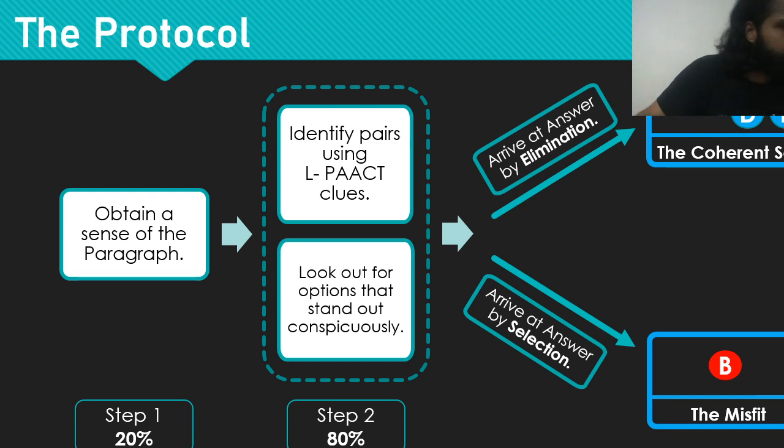Nitya Anand says LPAC clues. Nitya, did you understand LPAC clues? LPAC clues are basically, L is for logic. I'll probably also share the link to the LPAC clues course on Unacademy, so you can go and look at that. LPAC: L stands for logical flow, P stands for pronoun, the first A stands for articles, the second A stands for abbreviations, C stands for conjunctions, and T stands for timeline. These are the clues which help you stitch these sentences together. That was Nitya's question.